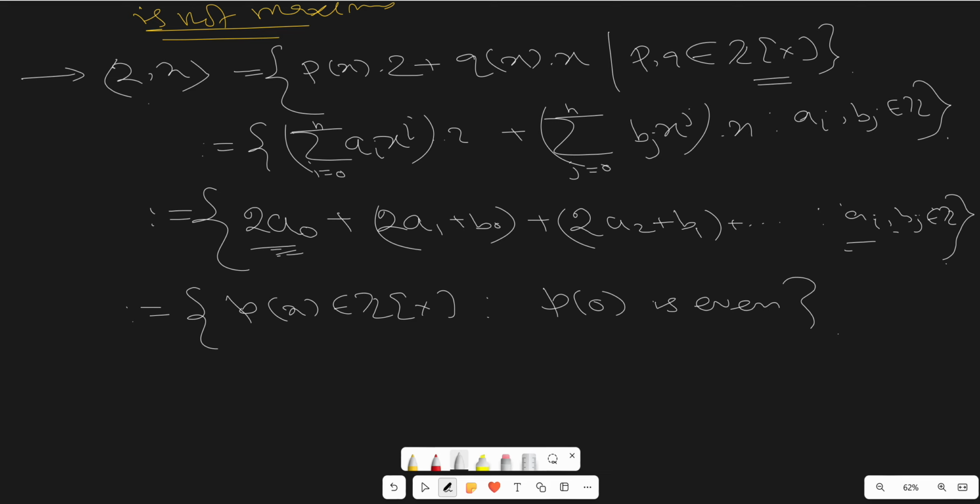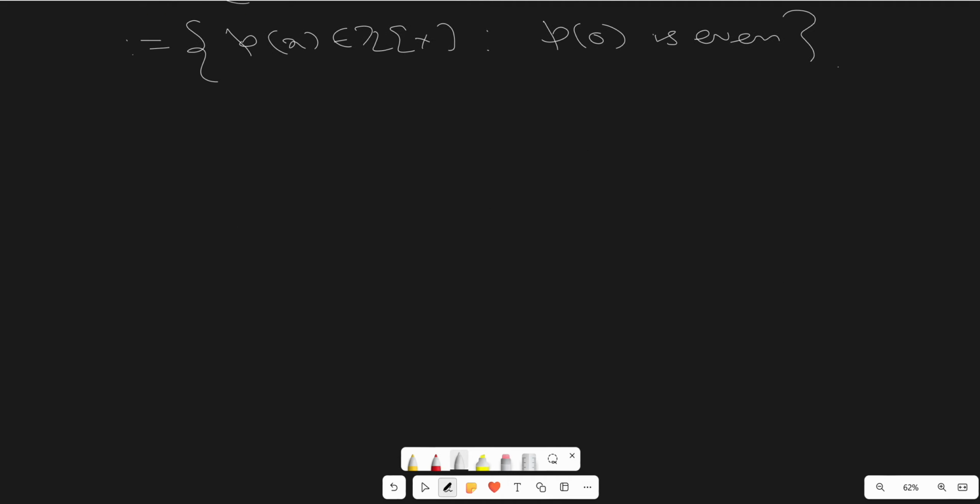So I think if I define the matrix ring now, this will definitely take some time. So let me define just the matrix ring. After that we will do ring homomorphisms in the next lecture. So let me define what a matrix ring is.